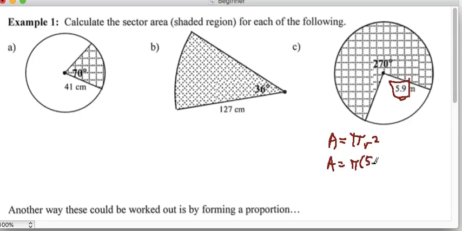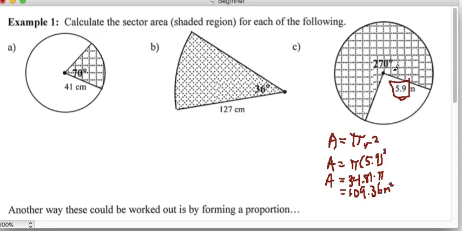So I do 5.9 squared, and 5.9 squared will give me 34.81. If I get my calculator, figure that out. So 34.81 times pi will give me the area of the whole circle, which in this case will be 109.36. Right? You throw that into your calculator, it gives you 109.36 meters squared. So that's the area of the whole circle.